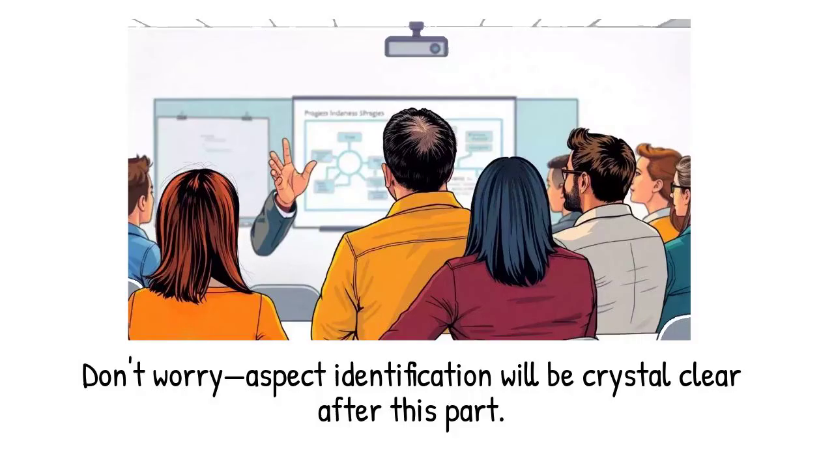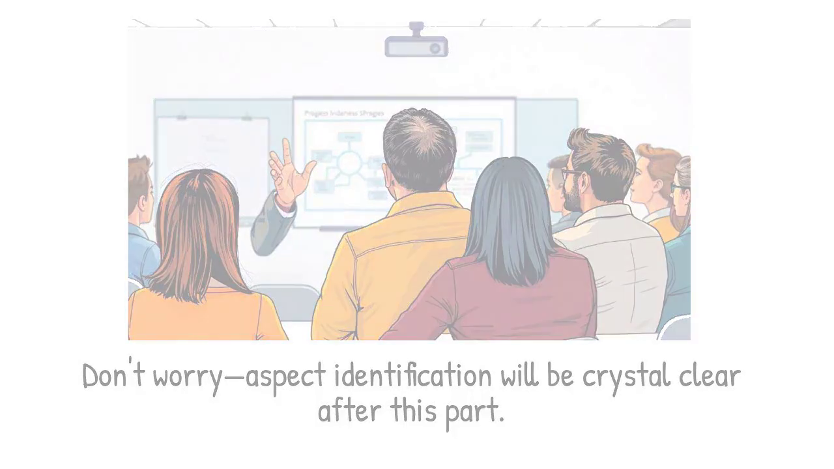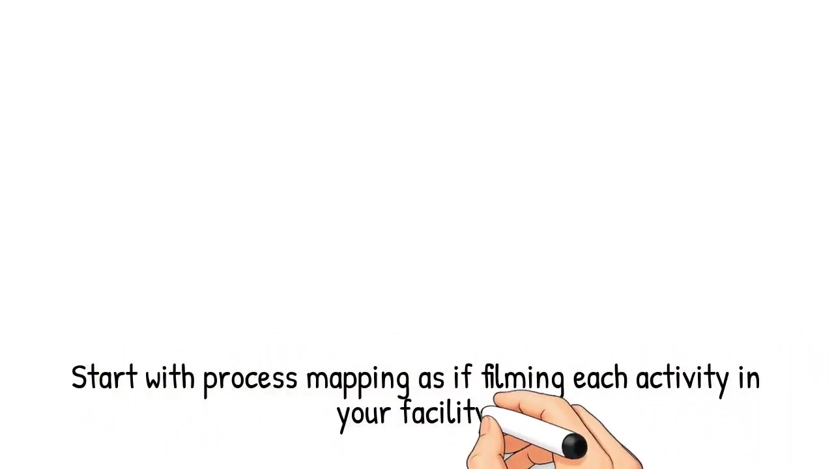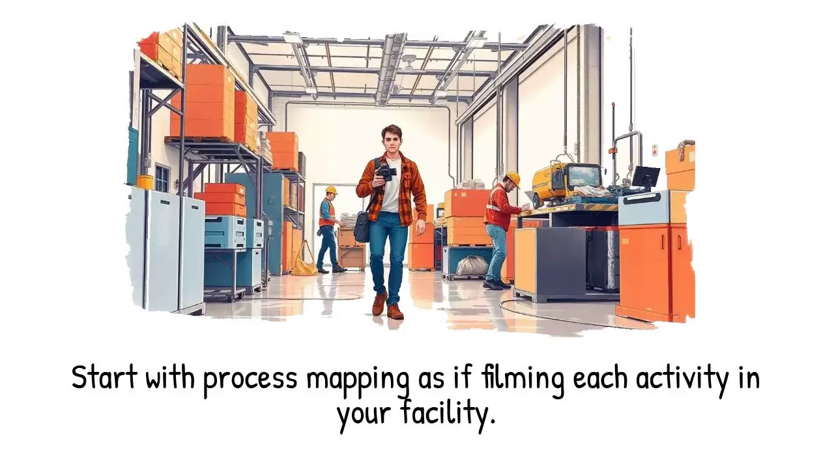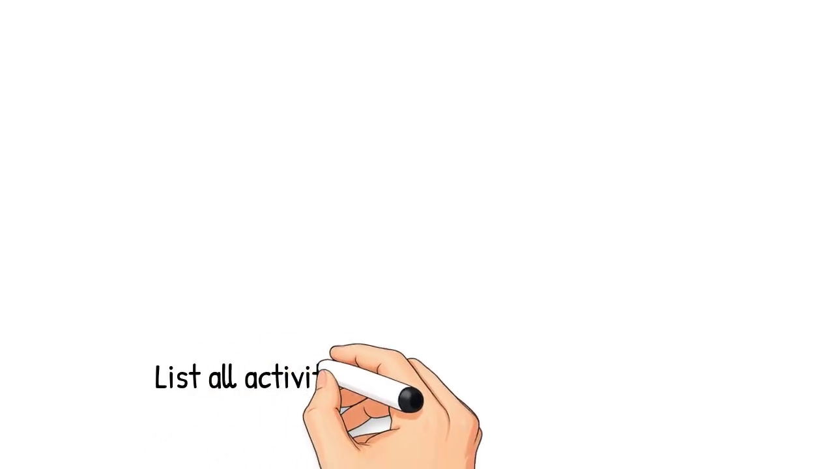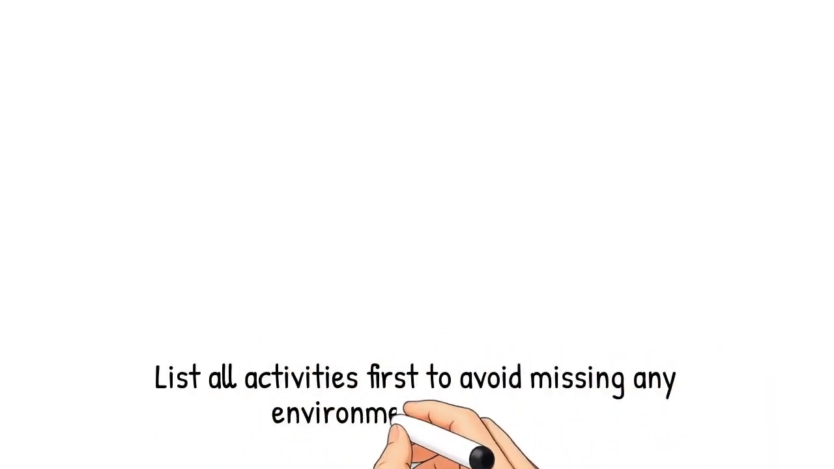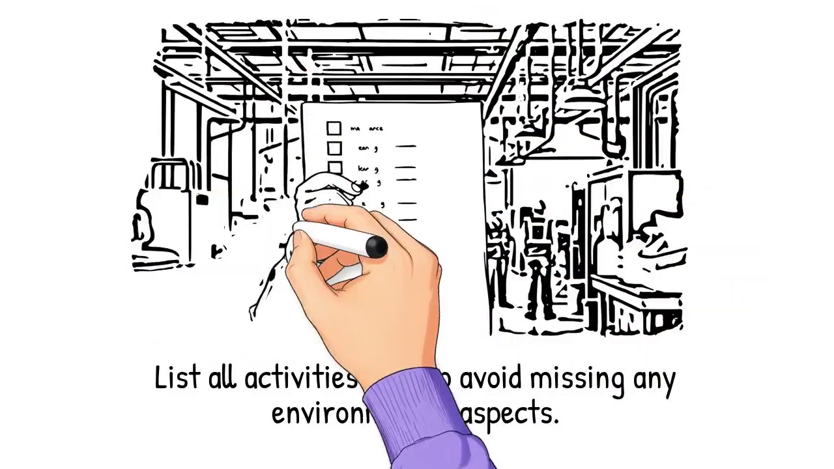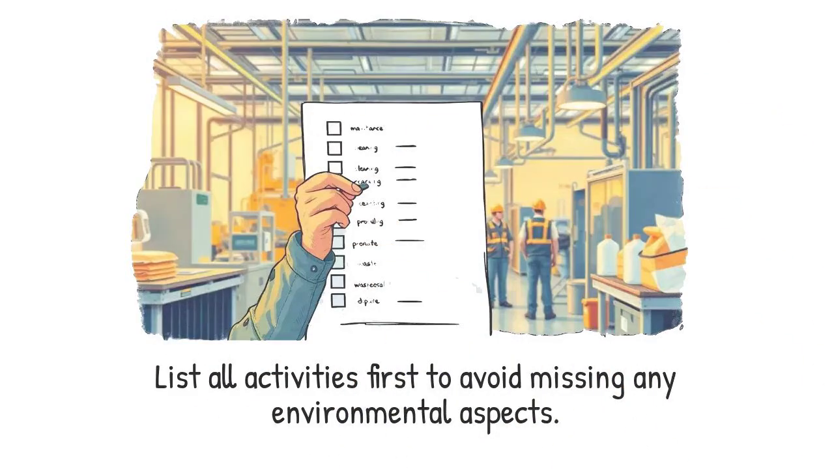The first step is process mapping. Imagine you are walking through your facility with a camera. Every activity you record becomes a process step. For example, receiving raw materials, storing them, transporting them, using them in production, maintaining equipment, cleaning floors, and disposing waste. Each step has at least one environmental interaction. So your job is to list all activities first. Without this list, you will miss aspects.